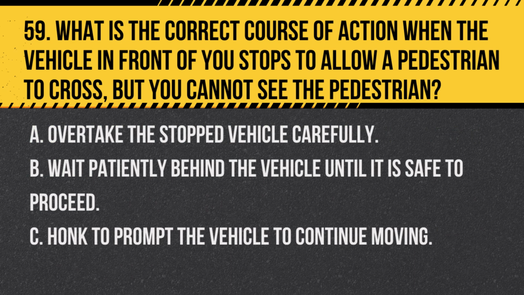Question 59. What is the correct course of action when the vehicle in front of you stops to allow a pedestrian to cross, but you cannot see the pedestrian? A. Overtake the stopped vehicle carefully. B. Wait patiently behind the vehicle until it is safe to proceed. C. Honk to prompt the vehicle to continue moving. Answer. B. Wait patiently behind the vehicle until it is safe to proceed. Overtaking could endanger unseen pedestrians.